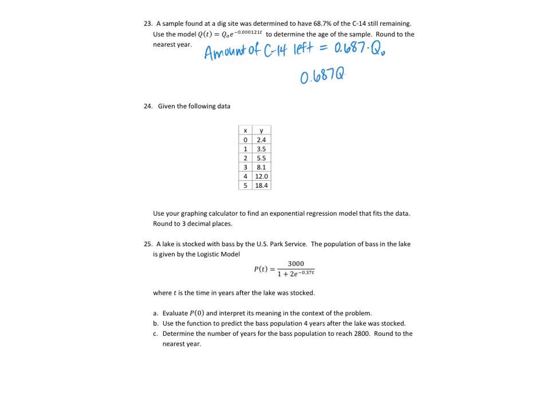0.687 Q naught is equal to Q naught e to the negative 0.000121 t. Okay, and then I can divide both sides by Q naught. So the Q naughts are going to go away. So I'll have 0.687 is equal to e to the negative 0.000121 t. Now I can take the natural log of both sides.